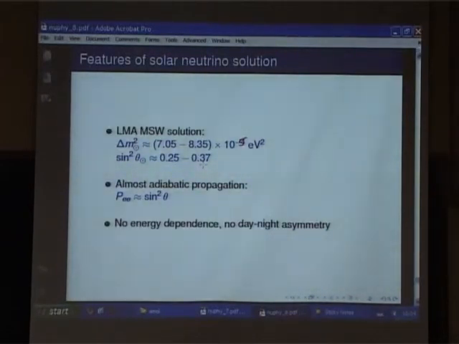See, note that in the case of atmospheric neutrinos, we measure sin square 2 theta because the probability of survival involves sin square 2 theta. In the solar case, we always give sin square theta. That's because the survival probability involves sin square theta. Another feature is that the propagation is almost adiabatic inside the sun. Survival probability is always equal to sin square theta. No energy dependence, no day-night asymmetry. It turns out to be finally a very simple solution for solar neutrinos.